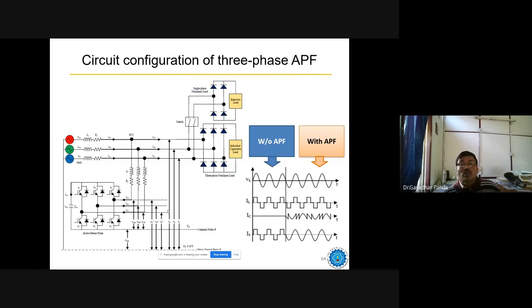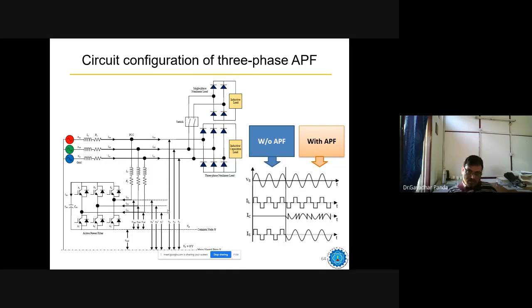This is a configuration of a shunt active power filter, and there is a nonlinear load connected, that is a rectifier based load, which is treated as a nonlinear load. And here the job of the active power filter is to compensate the harmonics. That means you have to produce the current by means of the active power filter, which is in phase opposition of the harmonic components. That is the main role of this active power filter.